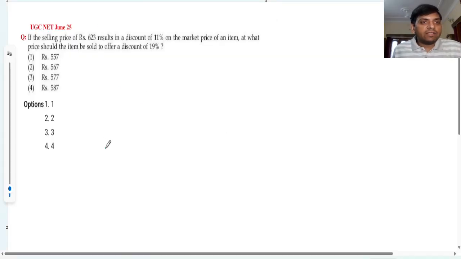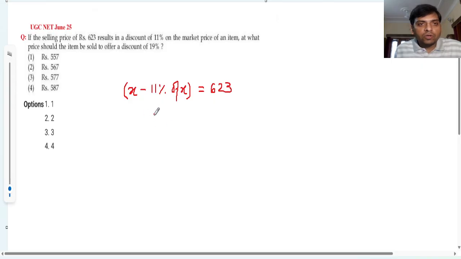So in this question, if the selling price of rupees 623 results in a discount of 11% on market price. So first we will see this line first. मार्केट प्राइस पे अगर हम 11% का डिस्काउंट देते हैं then the price is 623. तो अभी हमने क्या करना है, सबसे पहले मार्केट प्राइस को x कंसीडर करना है, उसके बाद उस मार्केट प्राइस पे हम 11% का डिस्काउंट दे रहे हैं। इसका मतलब उसमें से उसी का 11% माइनस कर रहे हैं, 11% ऑफ x माइनस कर रहे हैं, एंड नाउ द प्राइस इज 623.